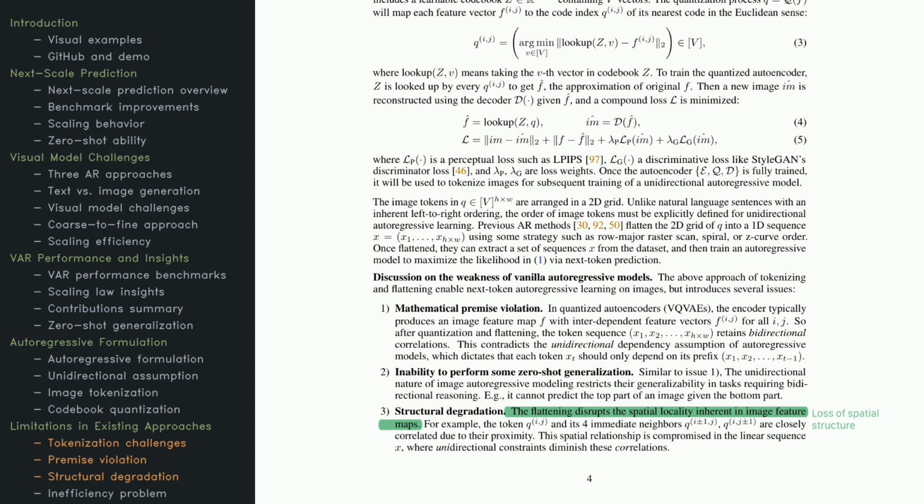Tokenization isn't trivial. Flattening a 2D image into a 1D sequence breaks the natural spatial relationships. Neighbors that should be close in the image might end up far apart in the token sequence. This can cause three main issues. It violates some assumptions about independence, it limits generalization in certain directions, and it destroys local structure. The VAR approach addresses these problems. By predicting tokens in a multi-scale 2D format, it keeps spatial integrity and avoids the awkward flattening that traditional AR models do. This allows VAR to stay true to the image's natural structure.